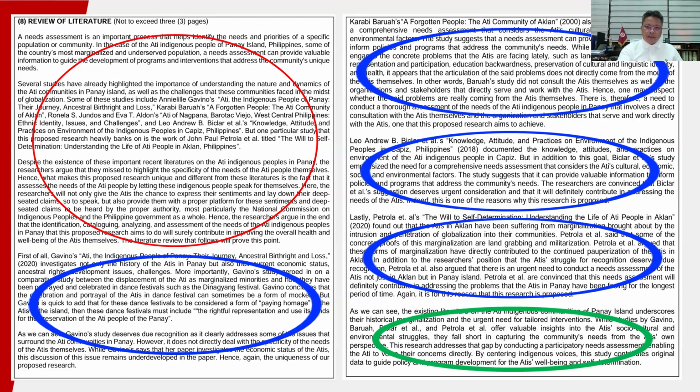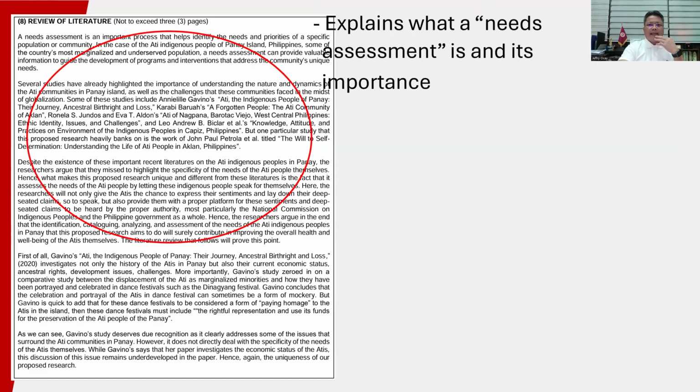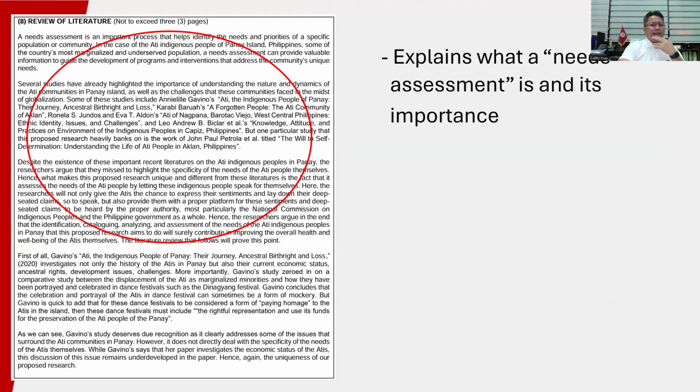Okay. So let me proceed. As you can see, this is the body of the cat. And because remember the title of this proposal is Needs Assessment of the Ati Indigenous People in Panay Island, part of the introduction is the explanation of what a needs assessment is and its importance. I don't need to go back to the steps, but you can play it back if you want to. But the point is I explain these parts in the steps in writing the lit review.